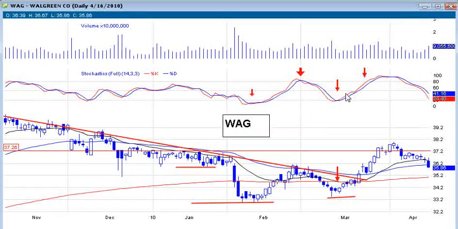Here's a better one, Walgreens. This was a nice setup. Again, the inverted head and shoulders, downward trend line, and the oversold stochastics here, and the push right up here. A beautiful trade. We're in right here, and got that nice push on Walgreens.